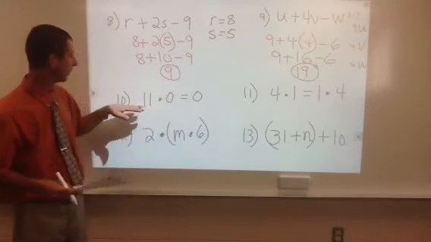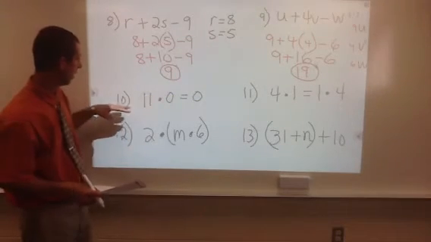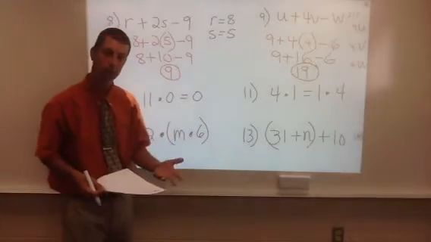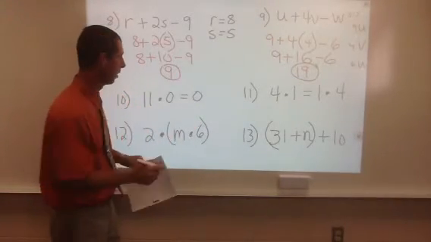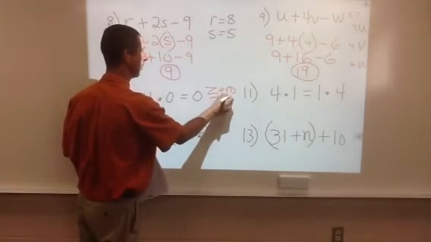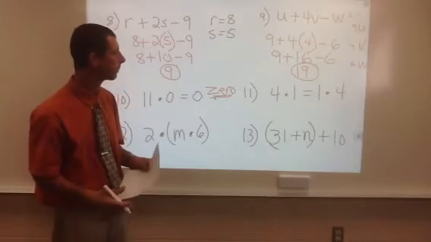All right, now we have a couple properties to name, 11 and 12. Or 10 and 11, I should say. Number 10, 11 times 0 equals 0. That's the multiplicative property of 0. Okay, so we're just going to put 0 property, as long as you can remember that. Anything times 0 is 0, it's a 0 property.